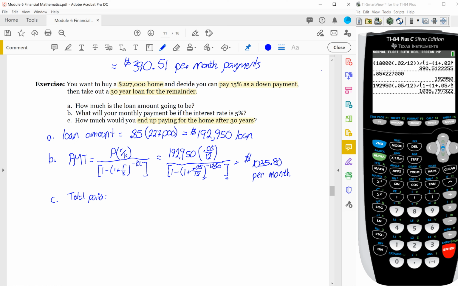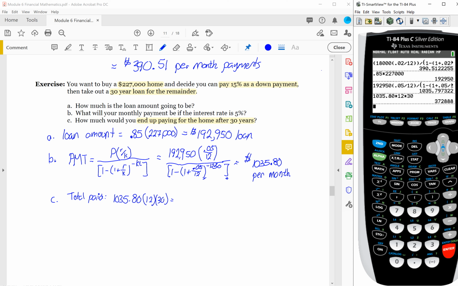Your total paid. Well, we paid $1,035.80, and we did that for 12 months out of the year. And if we do it for the entire 30 years, then we'll end up paying a total of $372,888 towards the loan. So remember, we took out a $192,950 loan, but we ended up paying back $372,888.